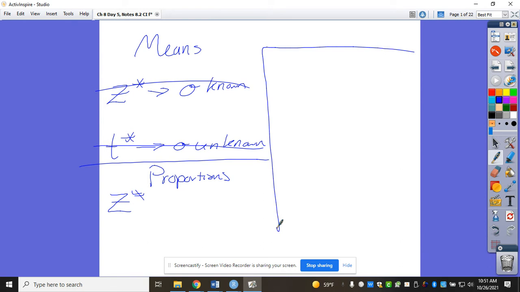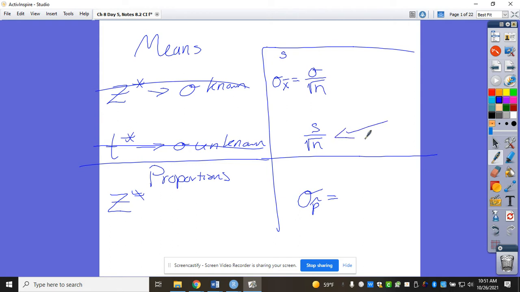So when I'm using Z star and my sigma is known, what is my standard deviation of the statistic? What is sigma of X bar? When I use T instead, I have to use what instead? What is this one called as opposed to this one? Standard error, because I had to estimate one of my parameters. Back in chapter 7, what is that equation? Which one is called standard error? Because that is a statistic. We had to estimate it.